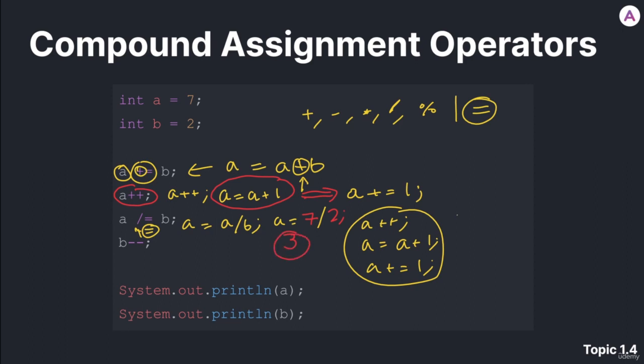So the answer to A divided by equals B actually yields 3.